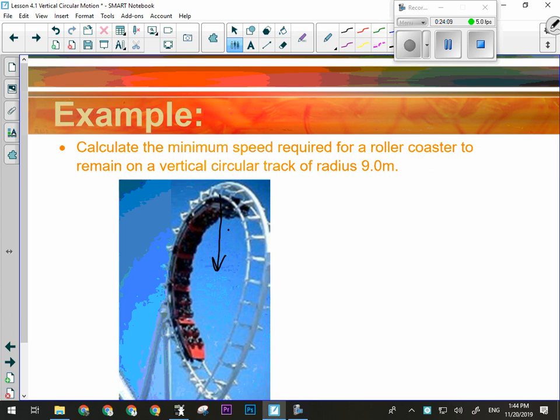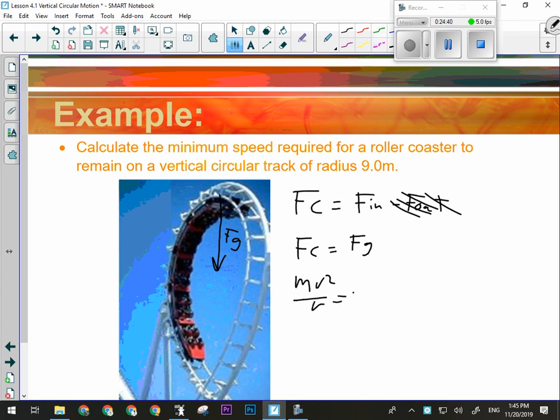Gravity. All right, but since I'm going just fast enough to stay in the loop, do I push on the track at all? And if I don't push on the track, it doesn't push back. So I only have this one force acting on me. So Fc, which normally equals forces in minus forces out for a vertical circle, there are no forces out, and there's only one force in. Okay, so what I end up with is that Fc equals Fg, mv squared over r equals m times g.